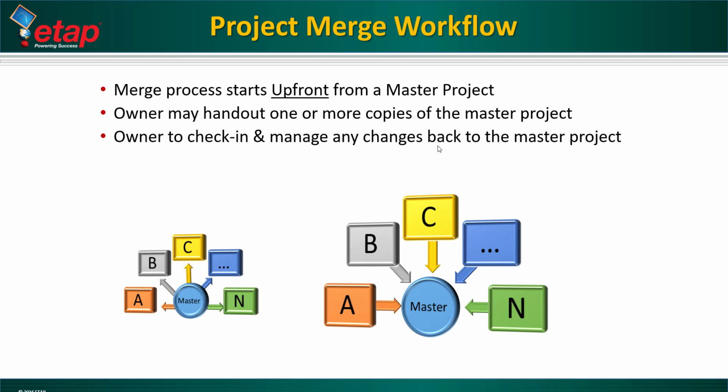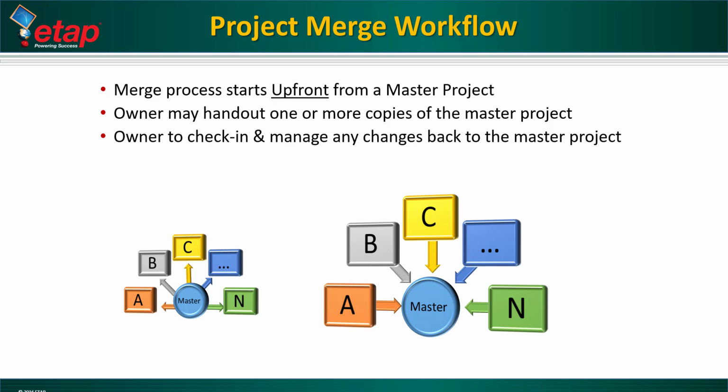So before we jump into the example, let's talk about the project merge workflow. The way the project merge workflow goes is the process starts from a master project. So this has to be planned up front. The facility owner, for example, would create a copy of the project, and we're going to call this a master project. Then the facility owner or the project owner would assign a copy of the model, the master project, to a given consultant. In this case, we'll call them consultant A, B, C.